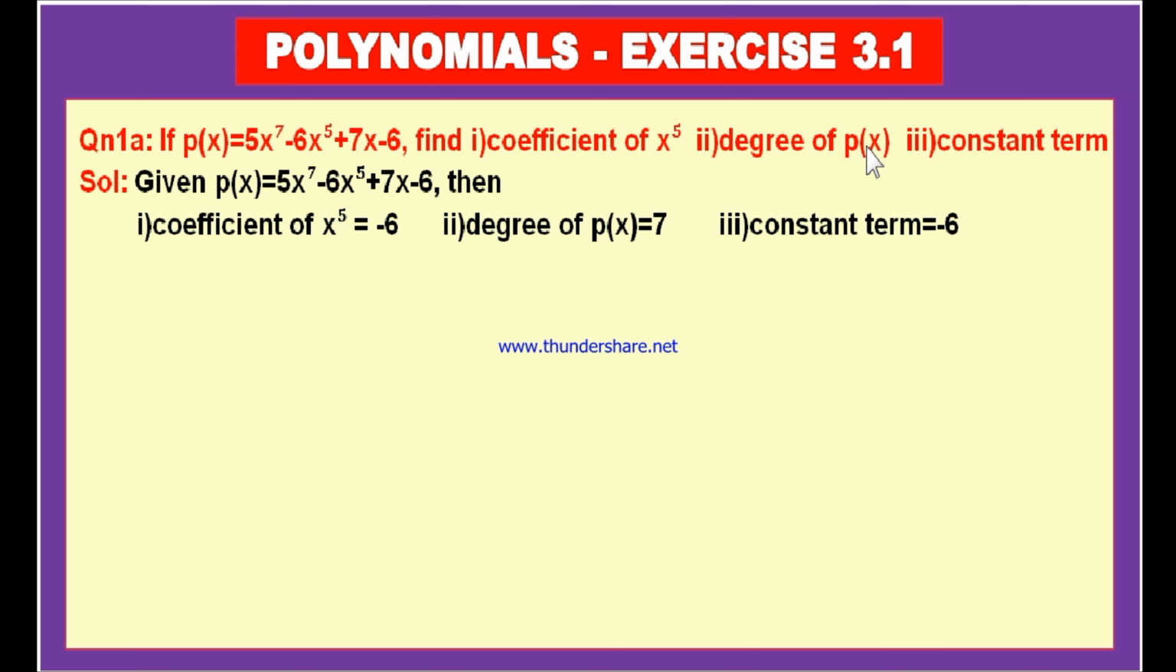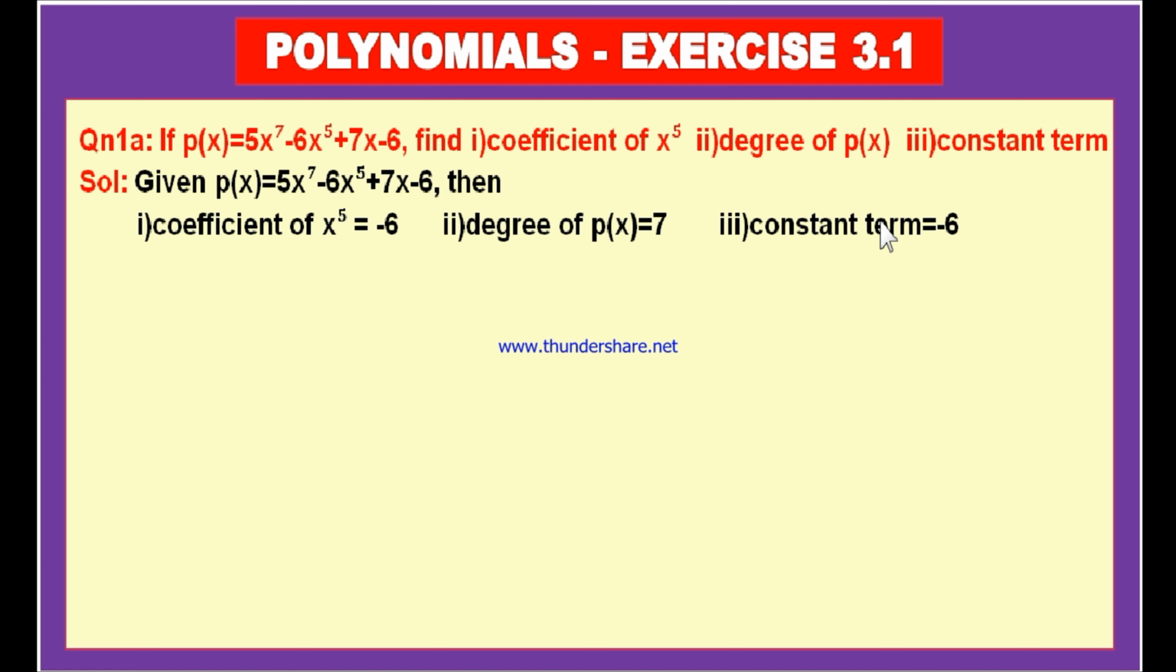And the next is the degree of the polynomial. We already learned what a degree is. Degree means the highest exponent of the variable. Here, this variable x has exponent 7, here exponent 5, here exponent 1, and here it is a constant term, x power 0, so the exponent is 0. Then what is the maximum value? The maximum value is 7, therefore the degree of the polynomial is 7.